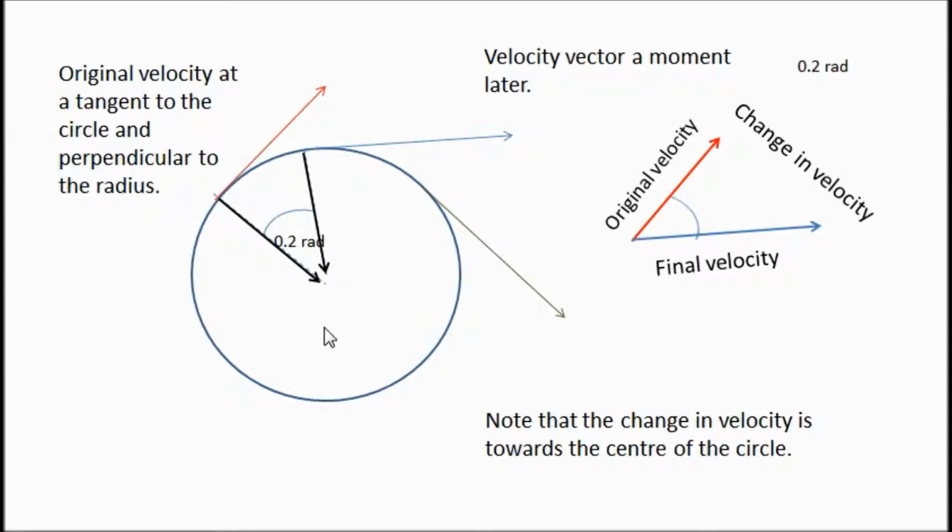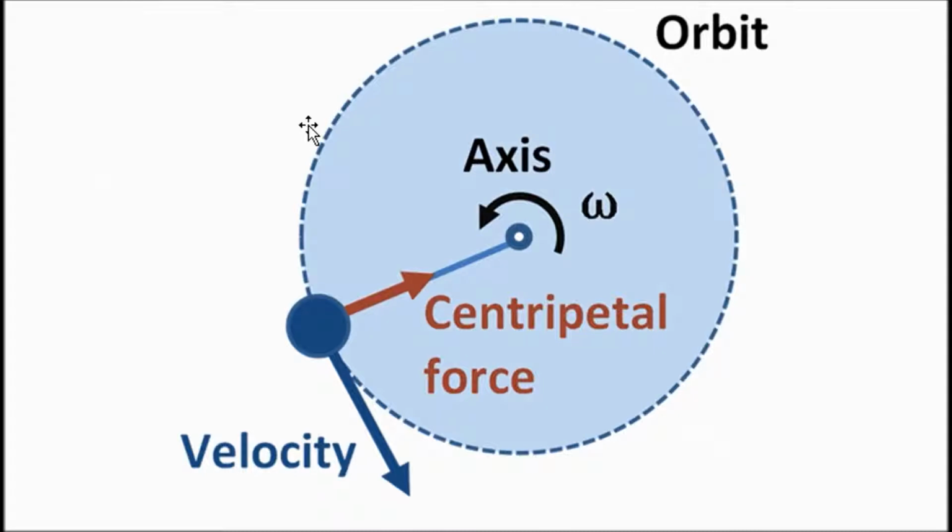So, to summarize, if I want my moon to continue orbiting in this circle, I'm going to have to continually apply a force towards the center, and that force towards the center we call centripetal force. Without it, it would carry on in a straight line. So here we are. Here's our planet going around. Here's our centripetal force pushing in towards the center.